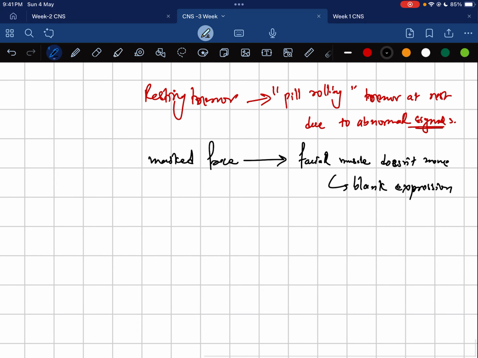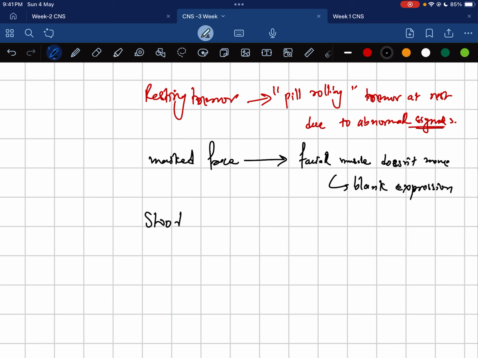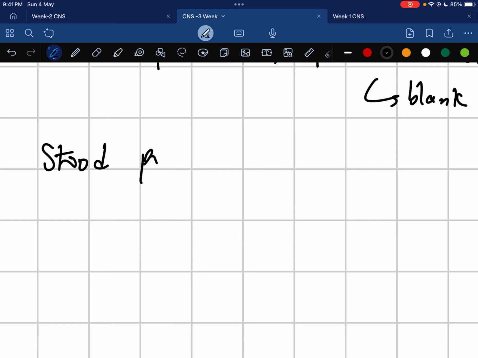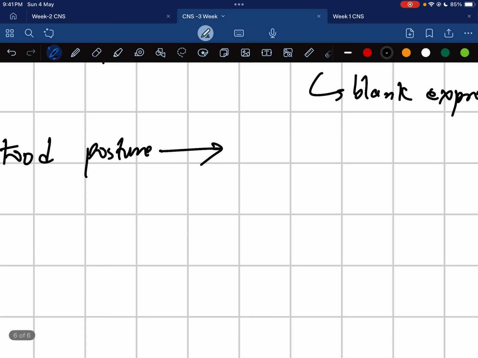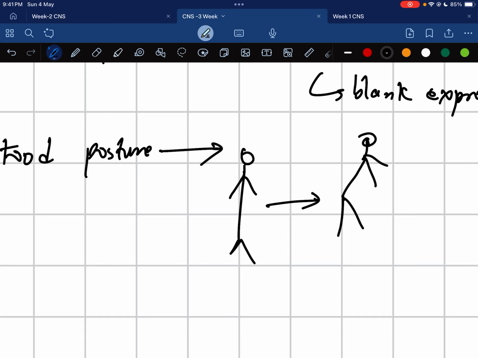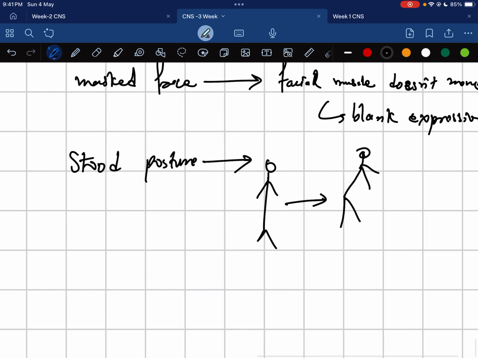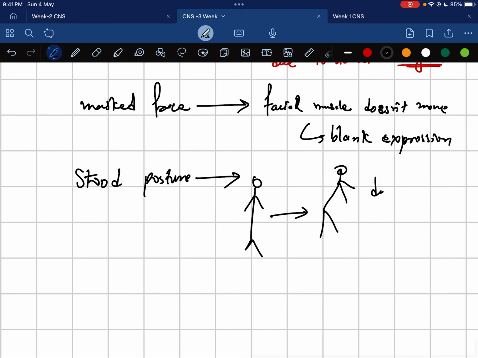Moving on, there is a stooped posture. Due to muscle rigidity, the muscles pull the patient forward. In a normal person the posture is upright, but in the stooped posture there is a forward bending of the patient. This is known as stooped posture, due to muscle rigidity.